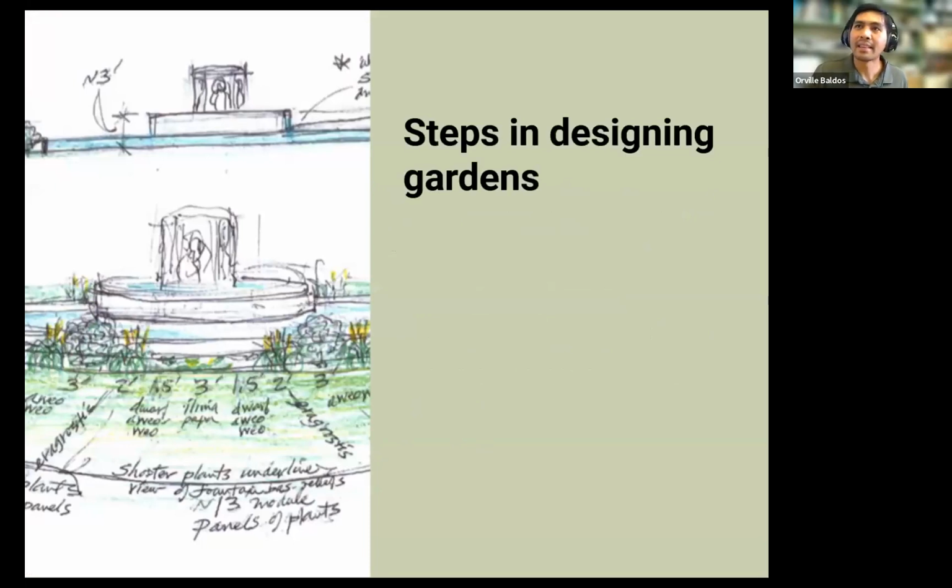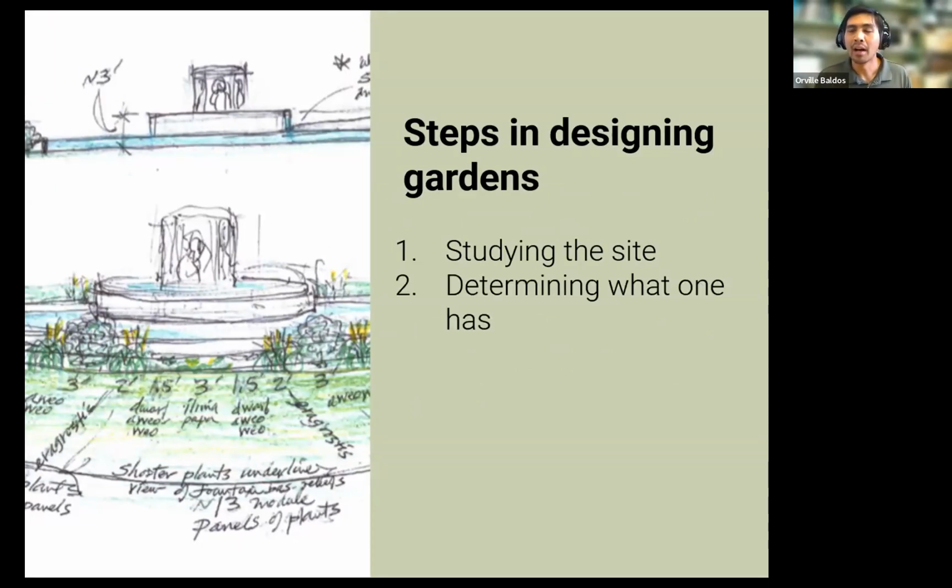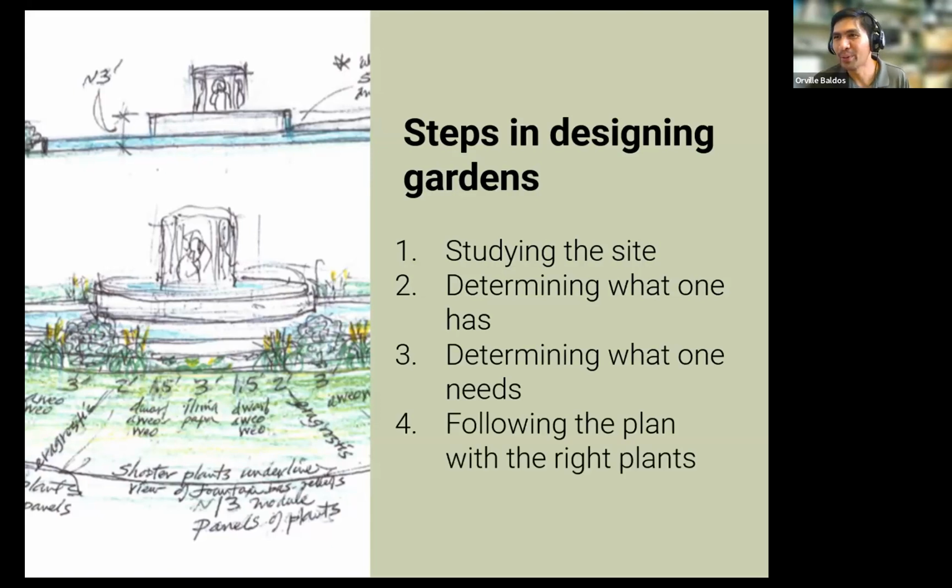Okay, so now let's look at steps in designing gardens. I've mentioned this in the design phase. What you first want to do is study the site, take a look at what resources are there, determine what one has, and also what type of improvement you want in terms of landscaping. And then once you've done all this, you create plans. In our case, since we're dealing with native plants, we're trying to figure out a good plant palette for a planting design.